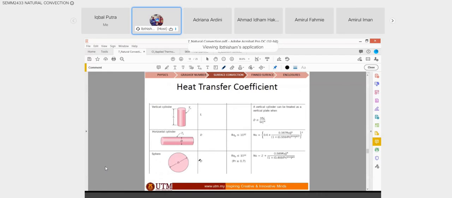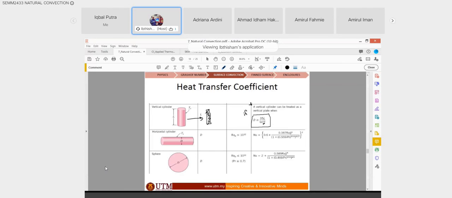So we also have a vertical cylinder. So if you problem geometry in a vertical cylinder, ada note sikit kat sini. A vertical cylinder can be treated as a vertical plate. So meaning that ni, vertical cylinder ni, you can treat as a vertical plate punya equation. Okay, this is a vertical plate punya equation. Vertical plate lah, ni boleh approximate to vertical plate. If, ada if kat sini lah.